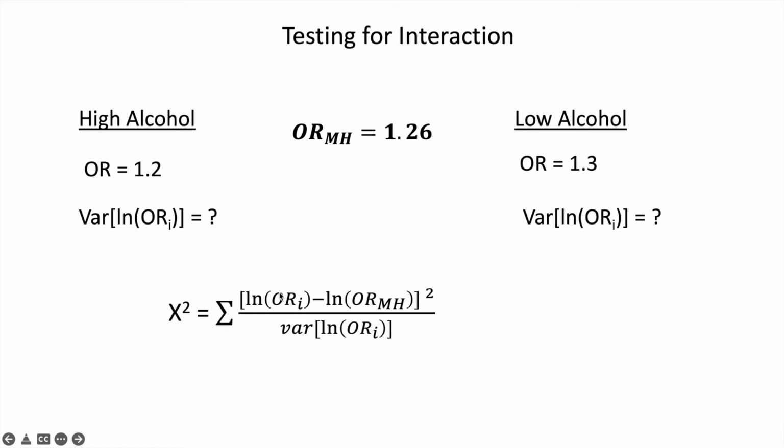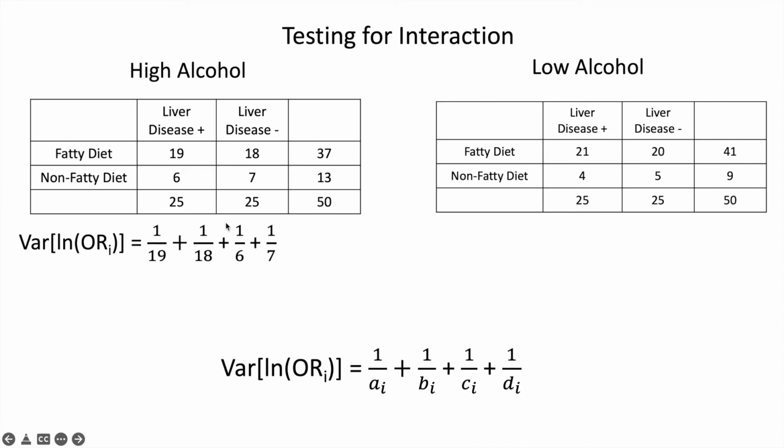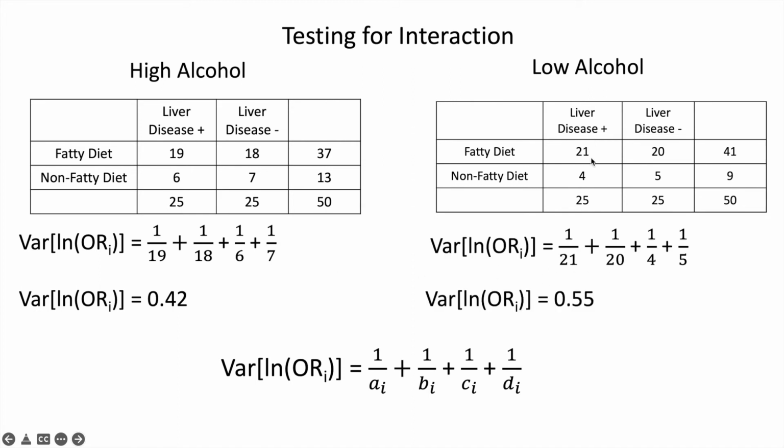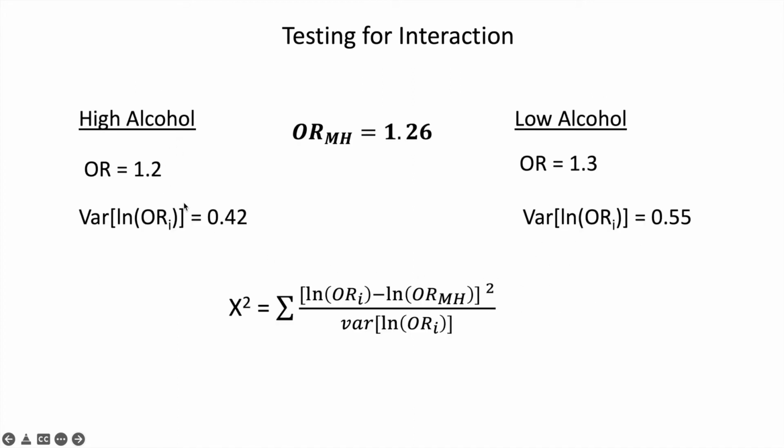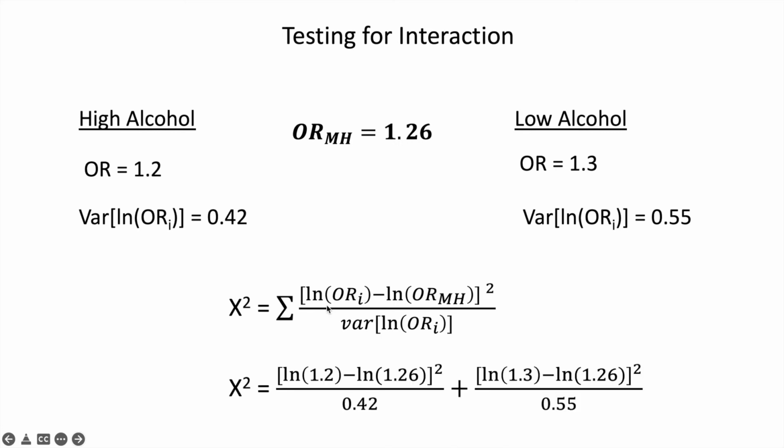So I'm going to go over this with an example. This is the one thing we don't have, basically, is the variance. So what we would do is pretty much add the reciprocal of each cell in that stratum. Back in our example, we have our high alcohol stratum. We can find the variance of that estimate by just adding the reciprocal of each of these cells, and we get an estimate of the variance there, and we can do the same over here. And now we have everything to find that chi-squared statistic.